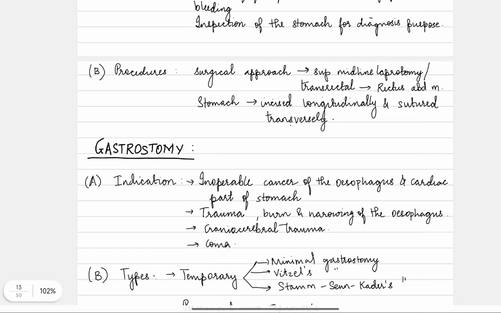What is the procedure? The surgical approach is superior midline laparotomy or transrectal approach through the rectus abdominis muscle. The stomach is incised longitudinally and sutured transversely.